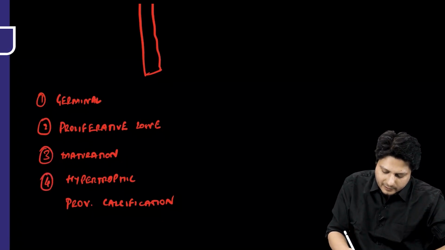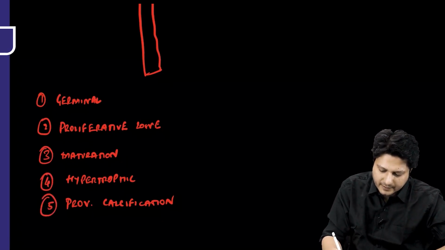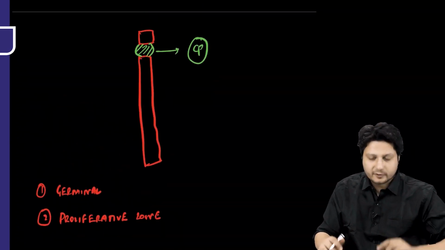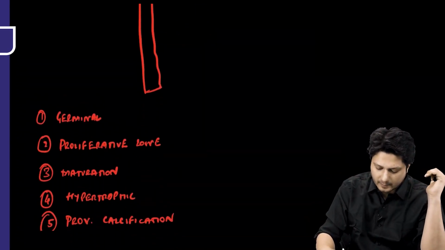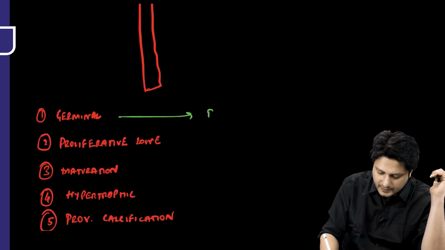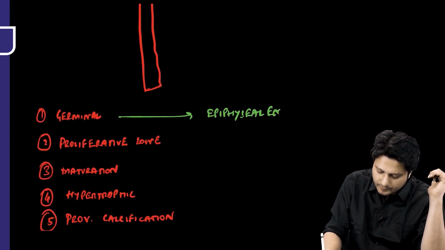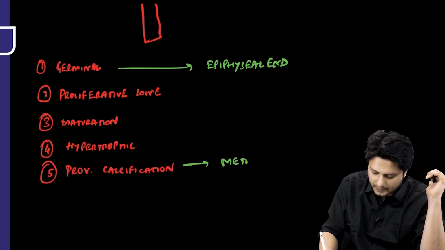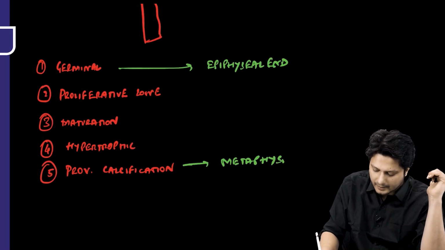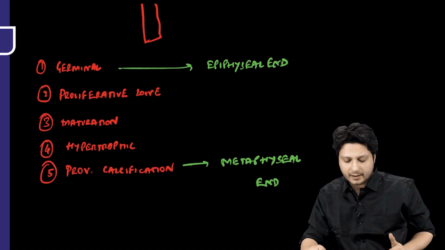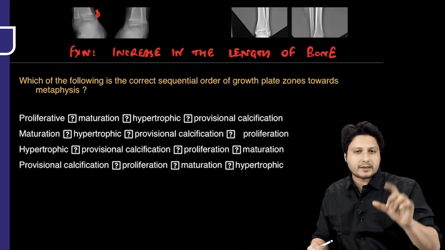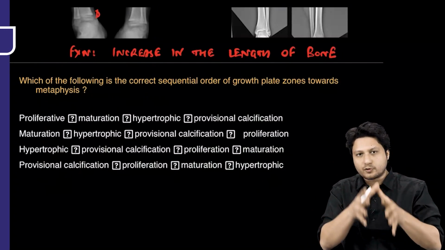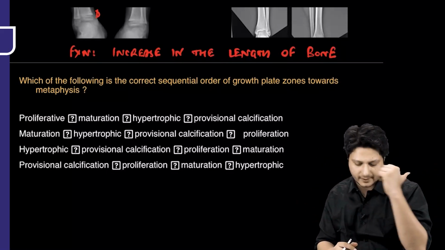So the germinal zone is present at the epiphyseal end. You know, the growth plate is present in between the epiphysis and metaphysis. So germinal is actually the epiphyseal end of the growth plate, while this zone of provisional calcification is actually the metaphyseal end of the growth plate. So it is nearest to the metaphysis. And this is what is being provided to you in this sample question that we have given. The question is, which of the following is the correct sequential order of the growth plate zones when we move towards metaphysis. All right.